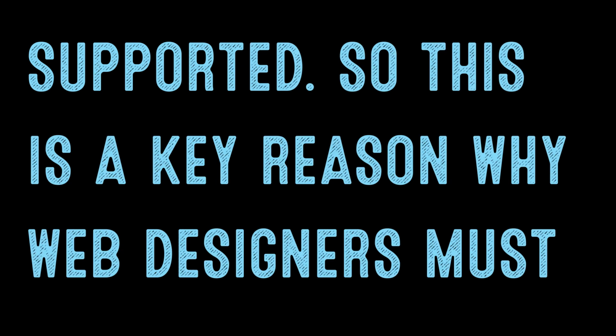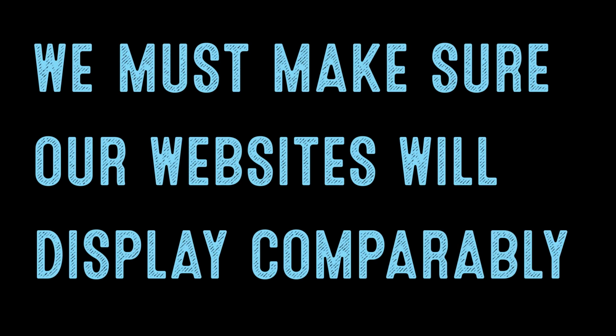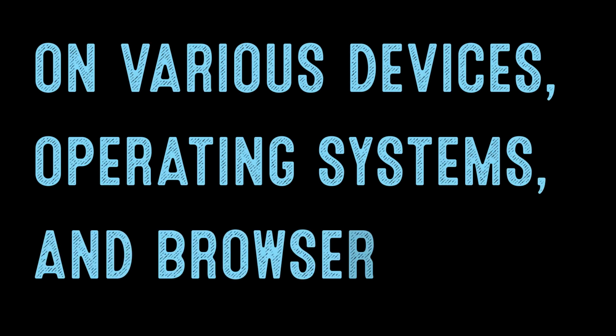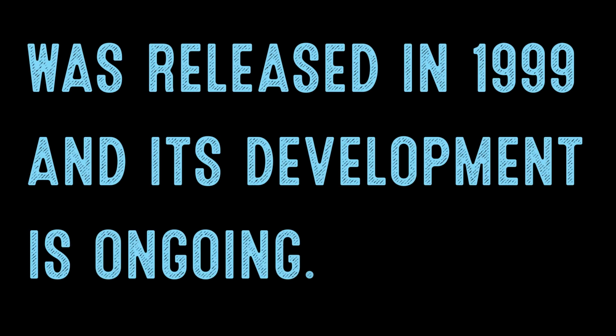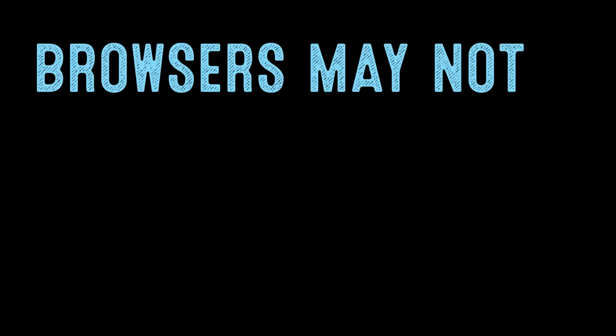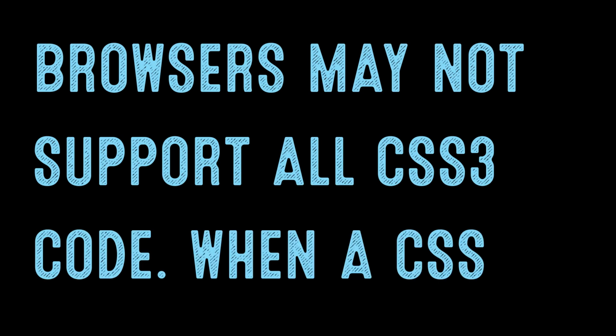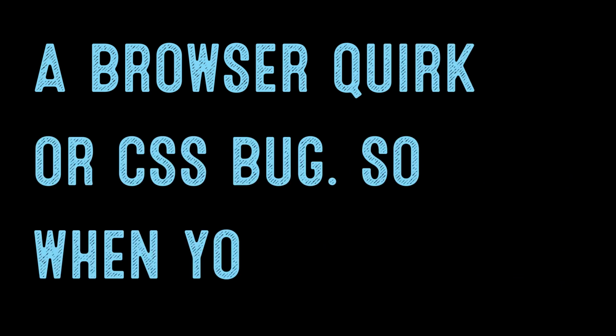So this is a key reason why web designers must spend time testing cross-browser compatibility. We must make sure our websites will display comparably on various devices, operating systems, and browsers. CSS3 was released in 1999, and its development is ongoing. Older browsers may not support all CSS3 code. When a CSS property does not display as expected, it is referred to as a browser quirk or CSS bug.